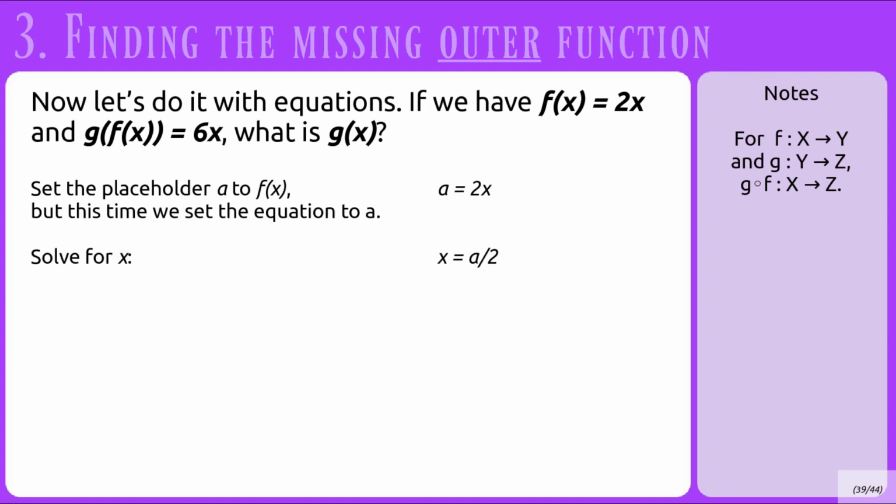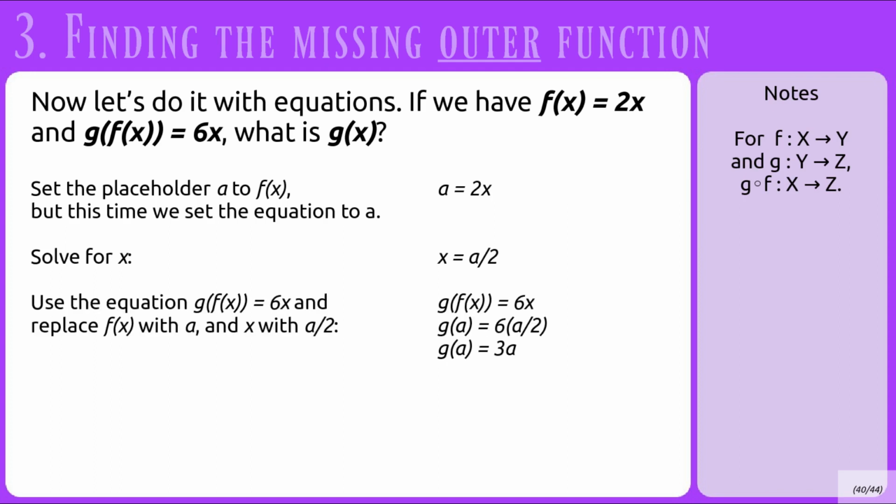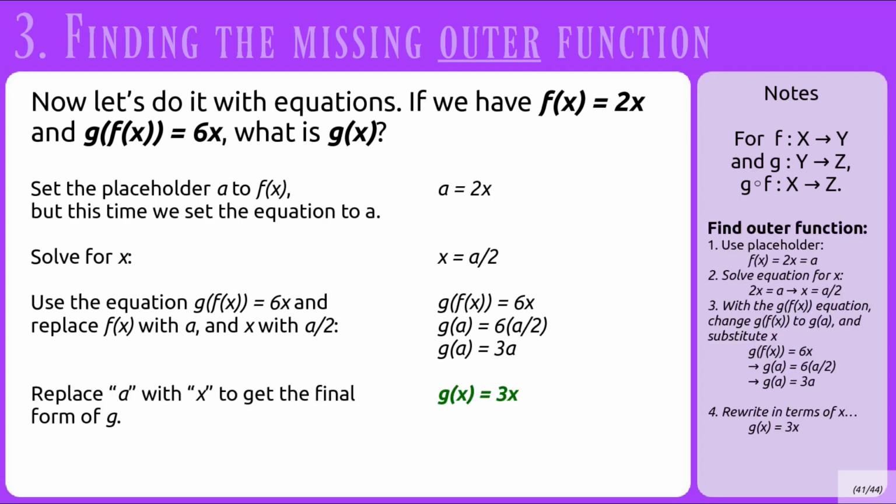Then we solve for x. Next, we know that g of f of x is 6x, and we're going to replace f of x with a, and x with a over 2. Then, replace a with x to get the final form of g.